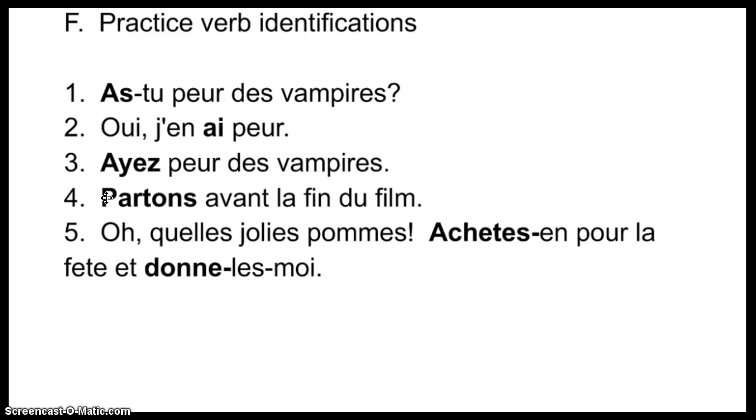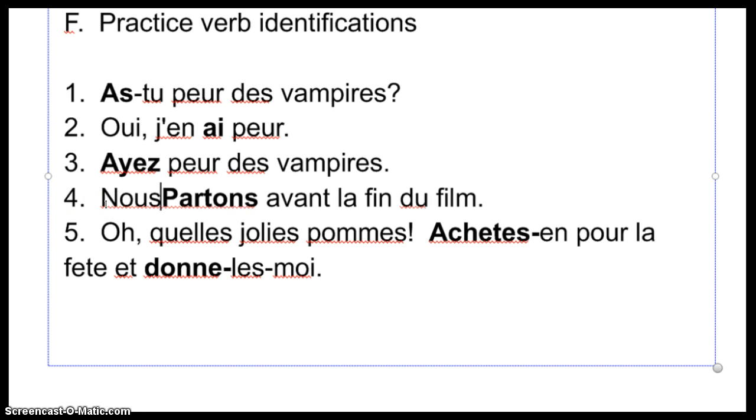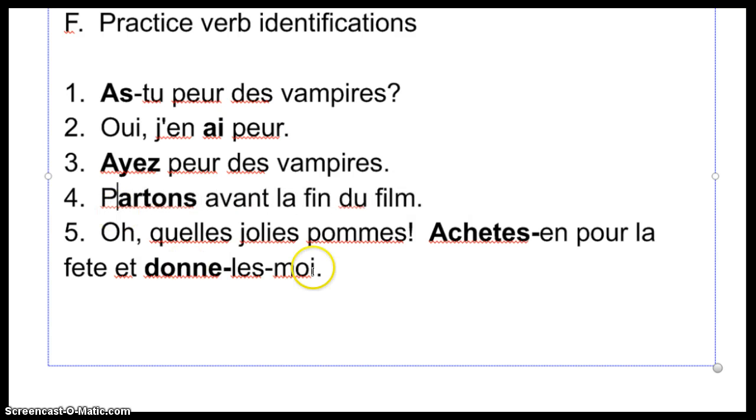Number 4 is first person plural, present, imperative, active. Partons, there's no nous. If I put a nous in here, nous partons, well, now I don't have the imperative anymore. Now I have the straight indicative. I'm making a statement of fact. But as soon as I take out that pronoun, I don't have a statement of fact anymore. I just have an imperative. Number 5, both verbs are going to be in the imperative. They're both second person, singular, present, imperative, and active. So they're both the tu form.